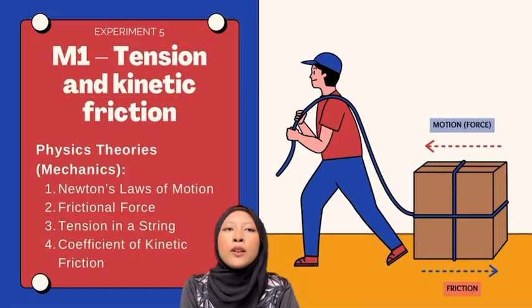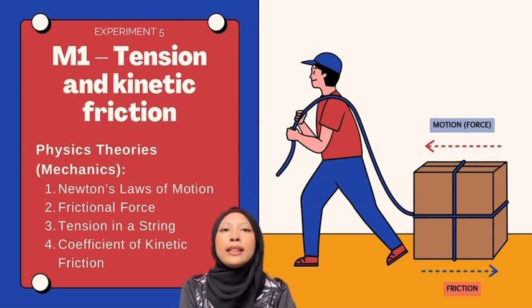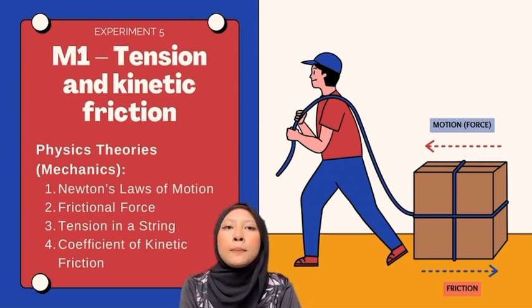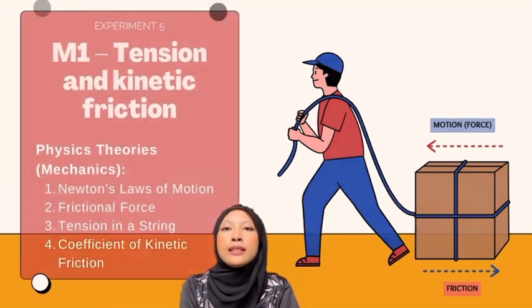And lastly, for experiment 5, which is M1, tension and kinetic friction, the physics theory is also related to mechanics, but it consists of Newton's laws of motion, which are first law, second law and third law, frictional force, tension in a string, and coefficient of kinetic friction.